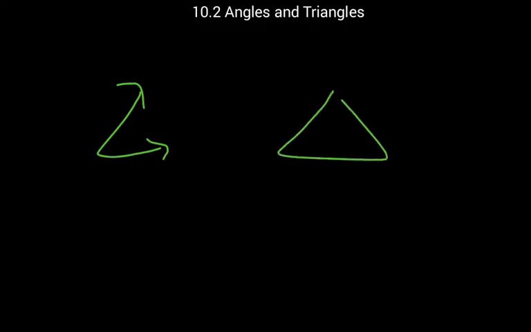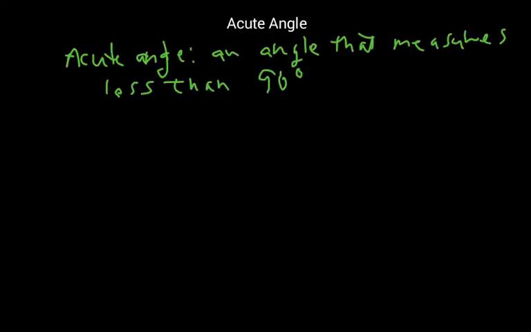The topic for 10.2 is angles and triangles. Angles come in different classifications. An acute angle is an angle that measures less than 90 degrees. This is an example of an acute angle, 60 degrees, roughly. That's less than 90. Anything less than 90 is an acute angle.